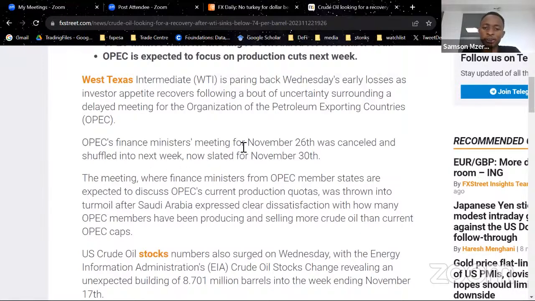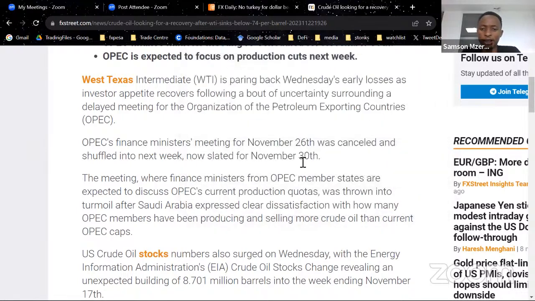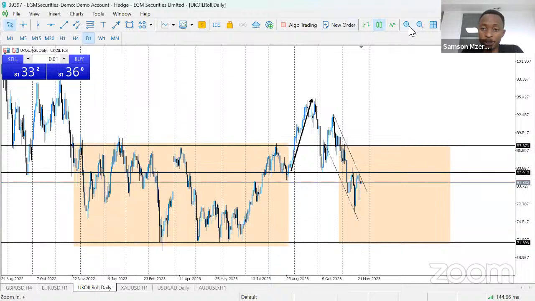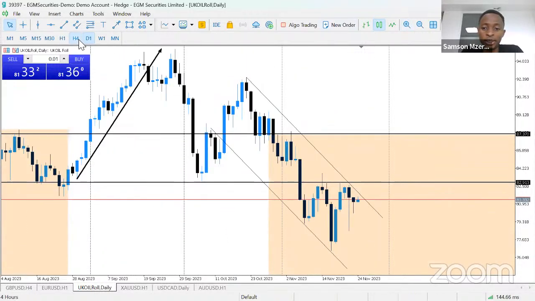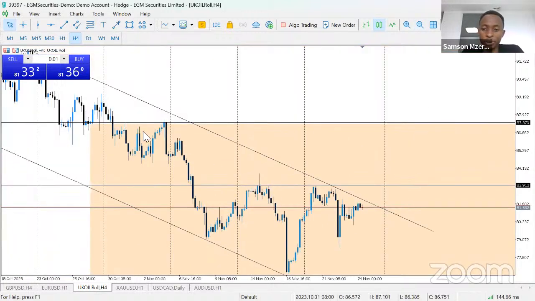OPEC finance ministers cancelled the meeting, which was supposed to be on Sunday. Now it's on the 30th, November 30th. So there is still that state of tension in the markets. And if things remain the same, then this trend over here should remain the same. That means we should anticipate a continuation of the downward trend, or at least sideways movement until the meeting.